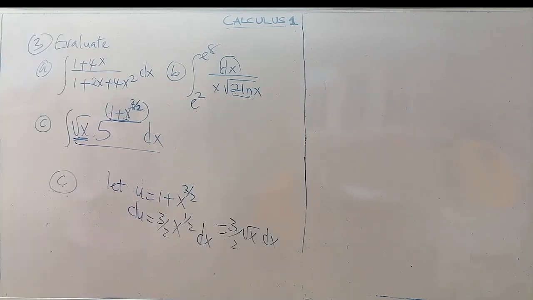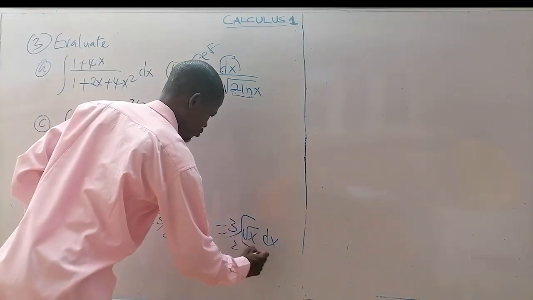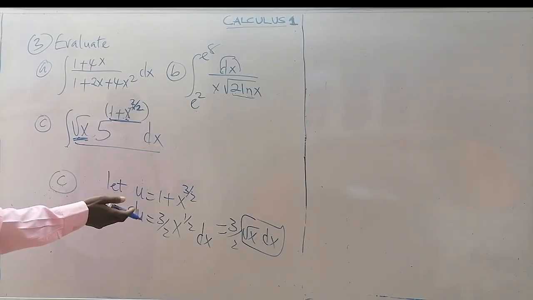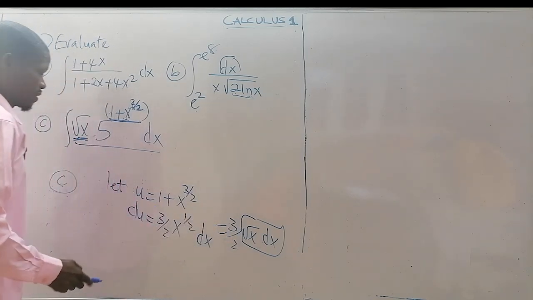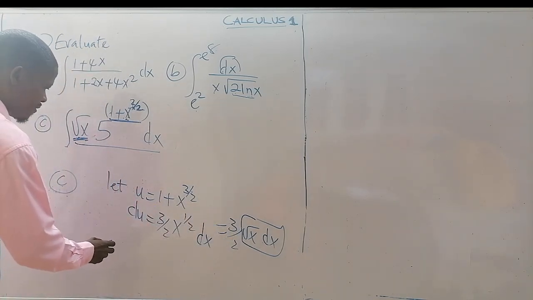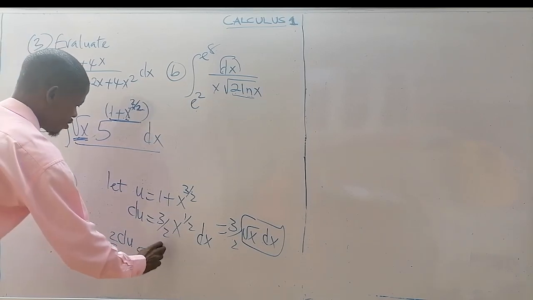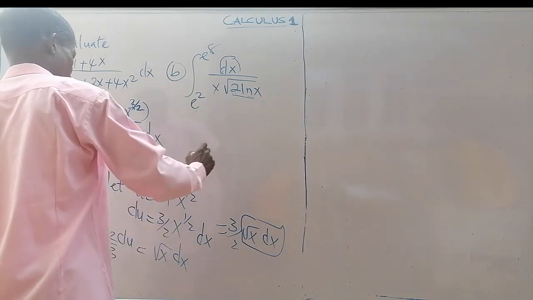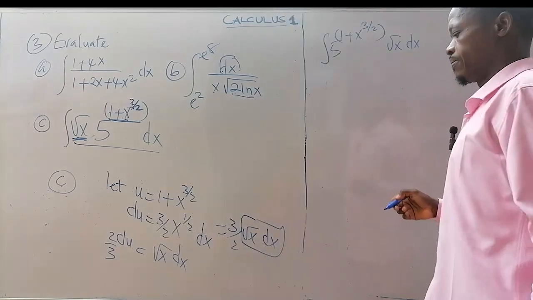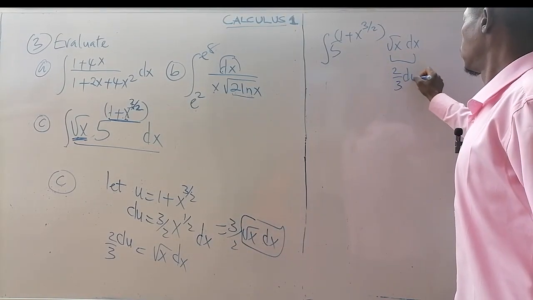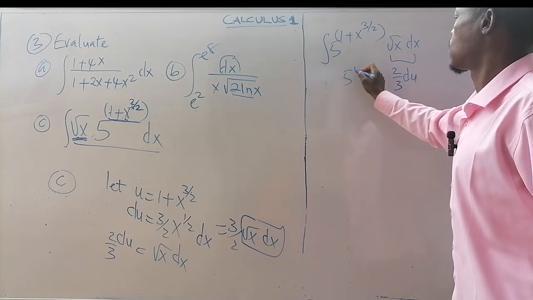Okay? We want to isolate this item. So that will be multiplying both sides by the inverse of this, 2 over 3. So we're going to have du times 2 over 3 equal to this. Our question, we can write our question as this. This one is 2 over 3 du. This one is 5 to the power u.